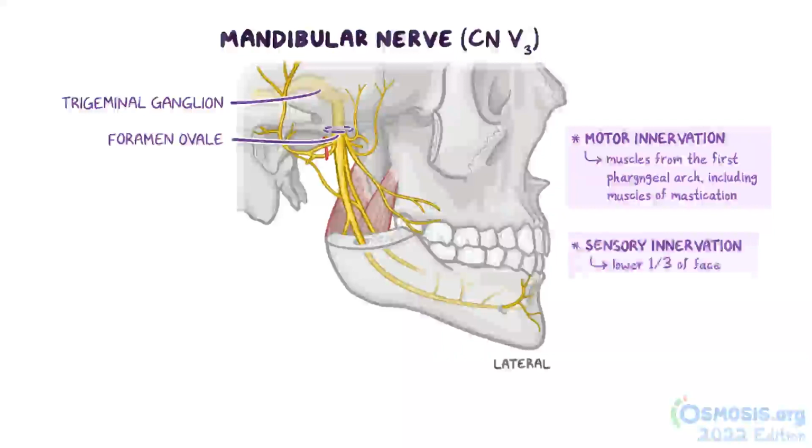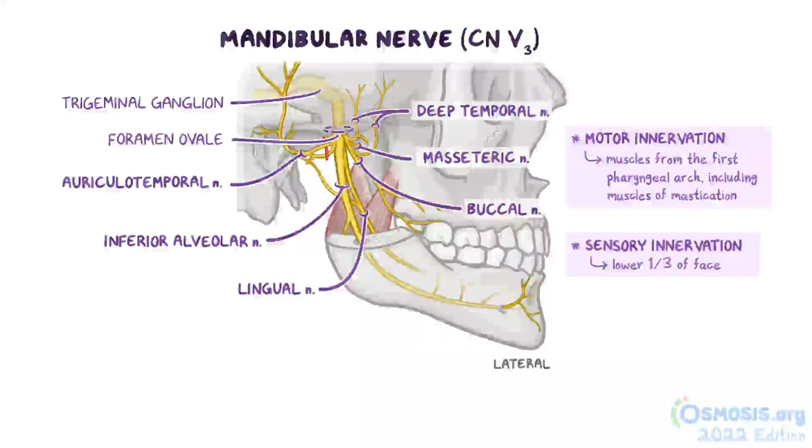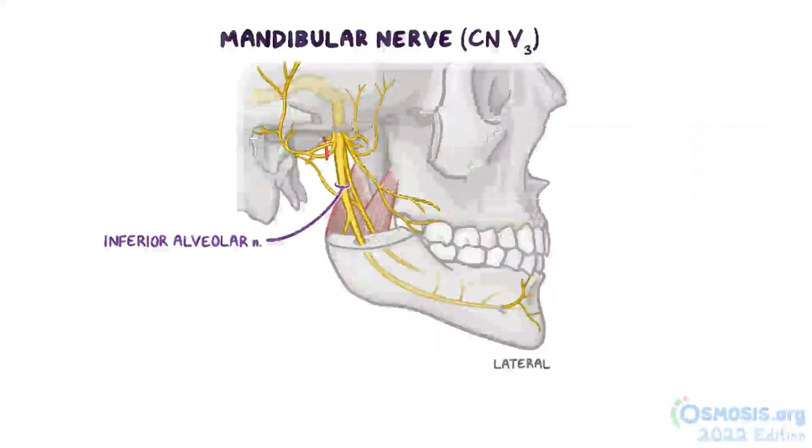Now, the mandibular nerve eventually splits into 6 main branches: the inferior alveolar, auriculotemporal, lingual, buccal, masseteric, and deep temporal nerves, all of which emerge through or at the borders of the lateral pterygoid muscle. Let's go through each of these branches.